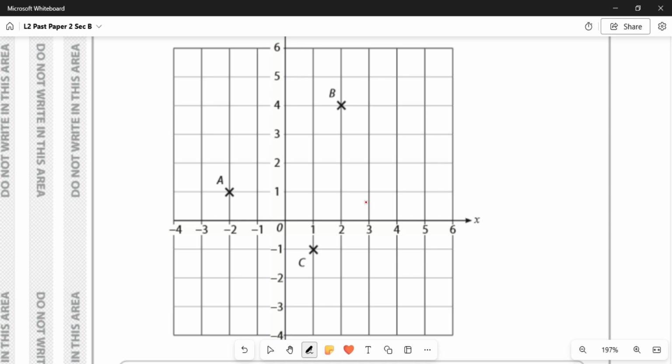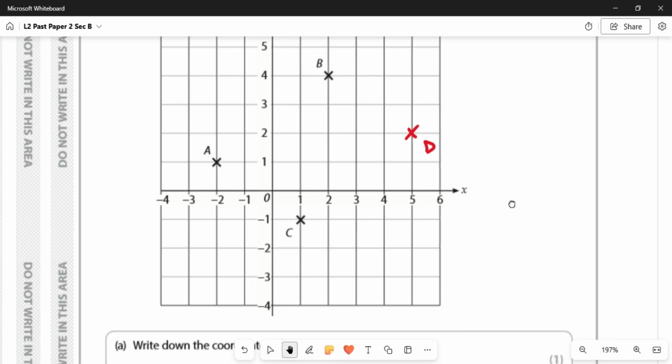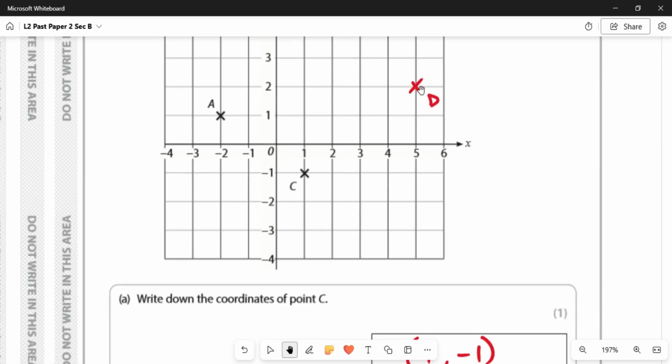So for example, to get from A to C, if I start at A, I go 1, 2, 3 across and 2 down, it'll be the same pattern from going from B to D. So 1, 2, 3 across, 2 down is right there. Yeah, and that's my point D. It has to be here, can't be anywhere else. And if you join up all the dots, or the crosses, sorry, you will get your parallelogram. But you don't need to join them up, you just need to put where the cross goes, which is right here.